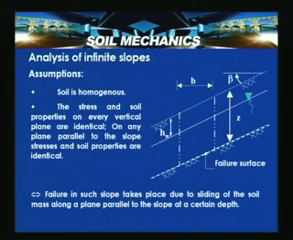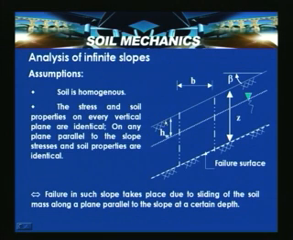Now, let us look in detail at the analysis of infinite slopes. The assumptions involved are: soil is homogeneous, and the stress and soil properties on every vertical plane are identical. On any plane parallel to the slope, stresses and soil properties are identical. This implies that failure in such a slope takes place due to sliding of the soil mass along a plane parallel to the slope surface at a certain depth.